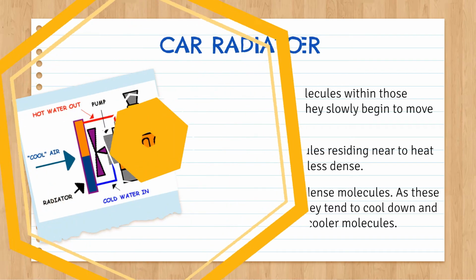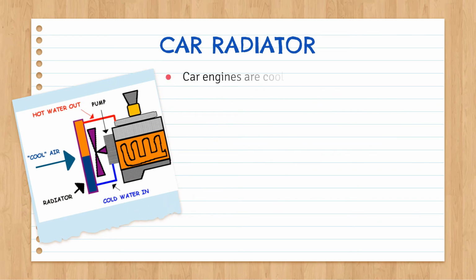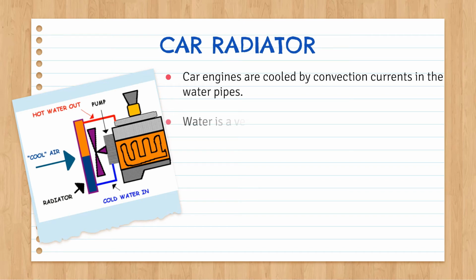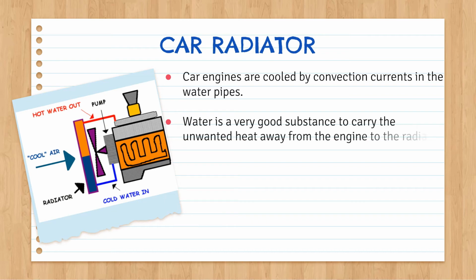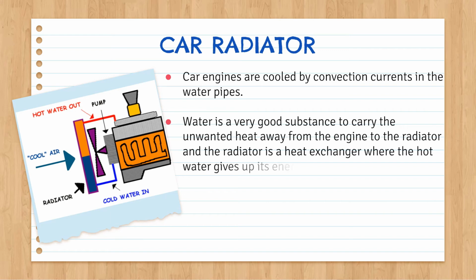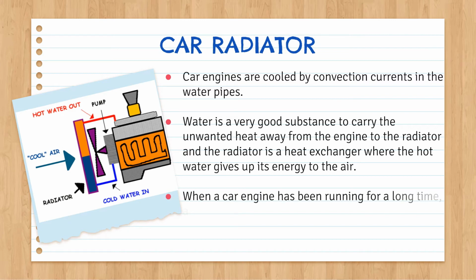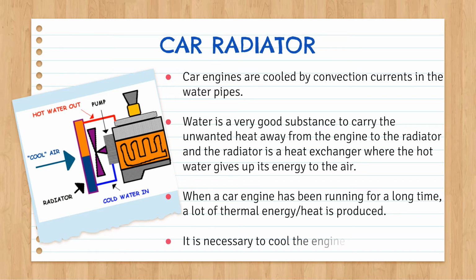Next, we can see the car radiator. Car engines are cooled by convection currents in the water pipes. Water is a very good substance to carry the unwanted heat away from the engine to the radiator, and the radiator is a heat exchanger where the hot water gives up its energy to the air. When a car engine has been running for a long time, a lot of thermal energy or heat is produced. It is necessary to cool the engine so that it does not overheat.